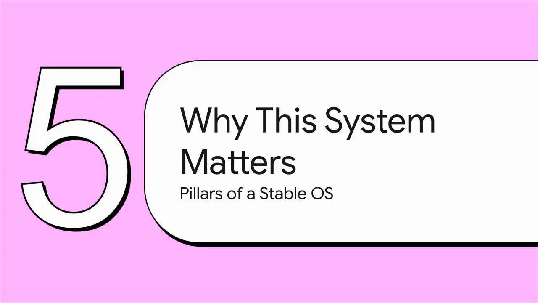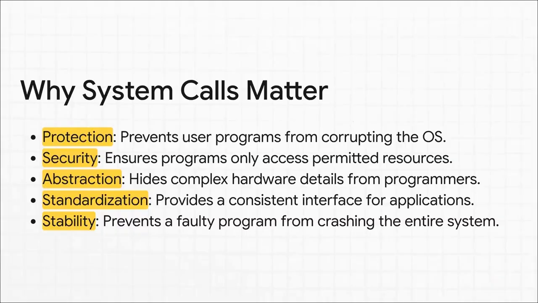So we just went super deep on one specific call. But let's zoom back out to the big picture again. Why is this entire system of controlled access so absolutely essential to how our computers work? You know, it really all boils down to this. System calls are the unsung heroes of computing. They act like a security guard, providing protection and making sure no program can mess with memory it doesn't own. They're like a translator, providing abstraction so developers can just say, write to this file, without needing to know all the messy hardware details. And ultimately, they provide the stability that stops one bad app from bringing your entire machine crashing down.